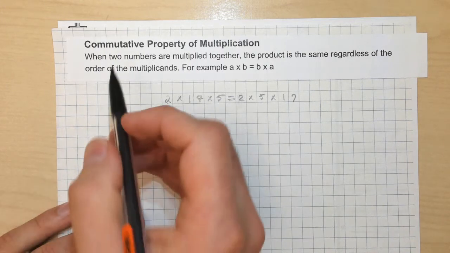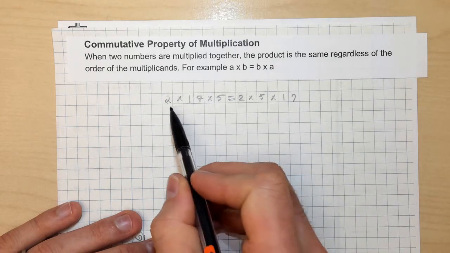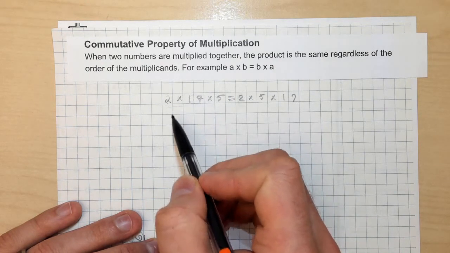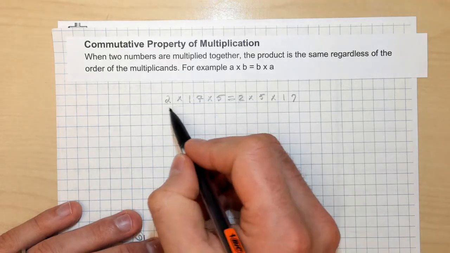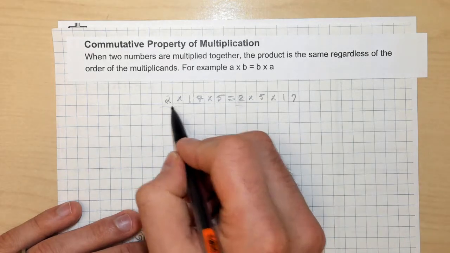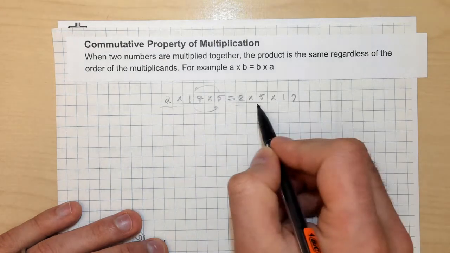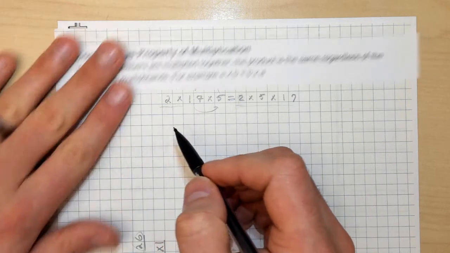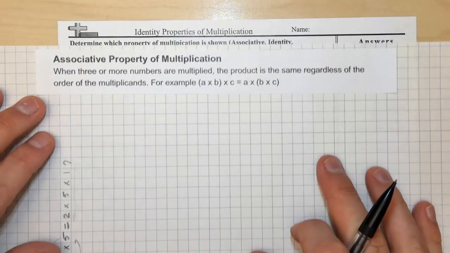I remember this one because I like to think about how, in a way, the numbers here are commuting, right? When I commute to work, I drive to work, so I kind of change my location. So the 2 didn't change in this way per se, but the 17 moved here and the 5 moved here, right? And then we ended up getting this. So I like to think of it as the numbers are commuting or moving around, okay? The next property is the associative property.